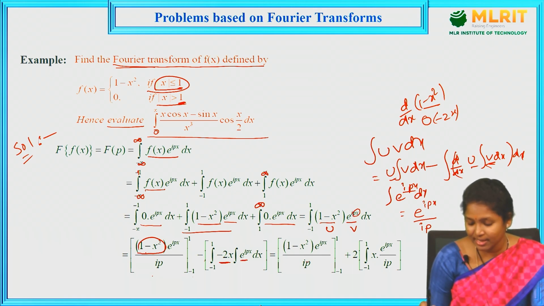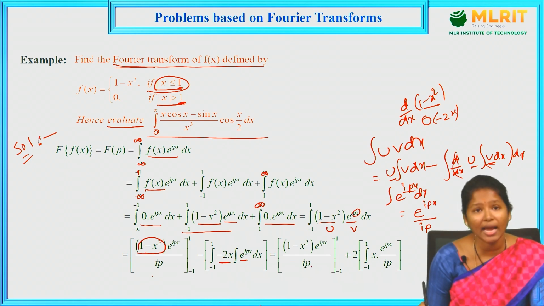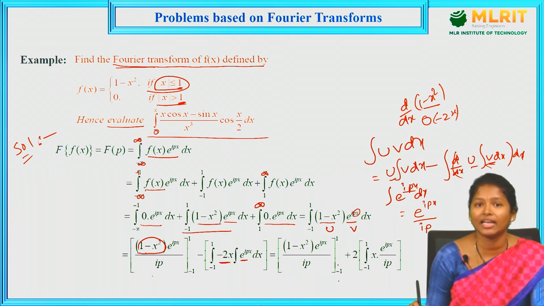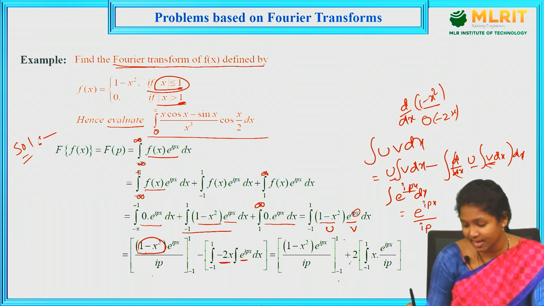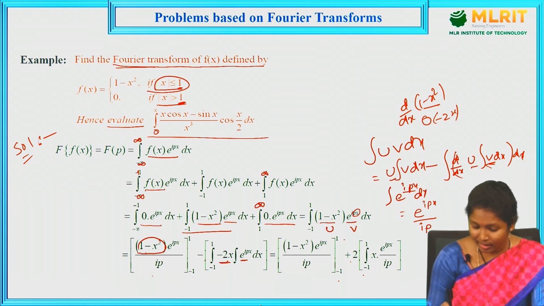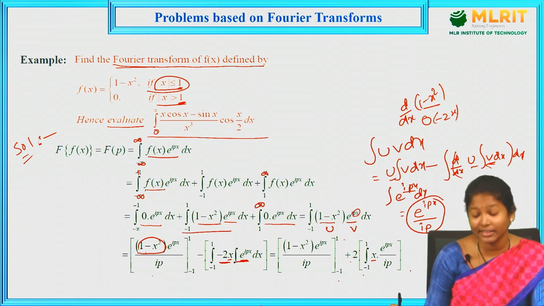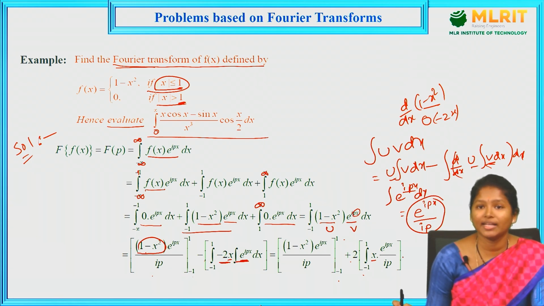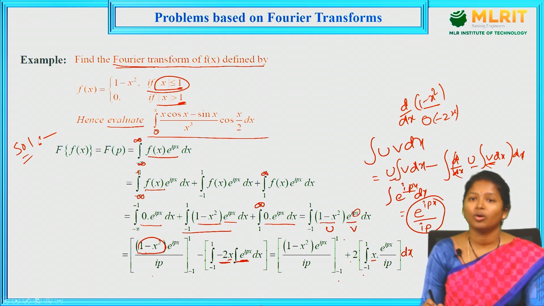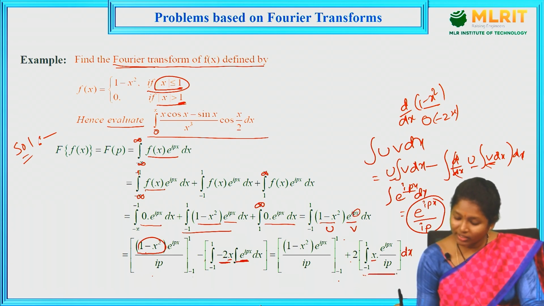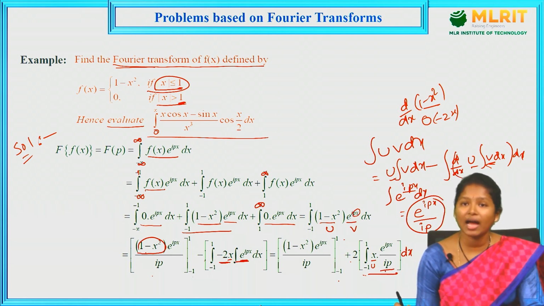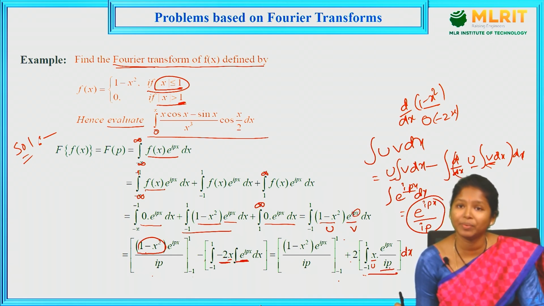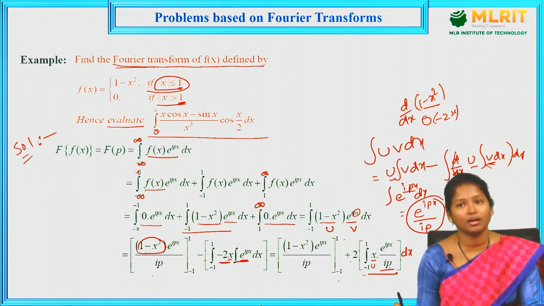So we get (1 minus x square) divided by ip, e power ipx, between the limits minus 1 to 1, plus 2 (minus into minus gives plus), where 2 is a constant, the integral from minus 1 to 1 of the x term, and the integration of e power ipx is e power ipx by ip into dx. Okay. Next, again we get uv. Here u is x and v is e power ipx. Because 1 by ip is a constant, we can write it outside.